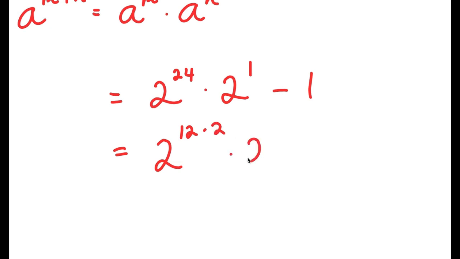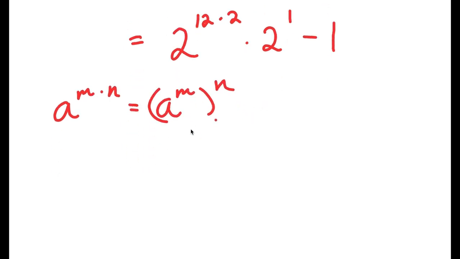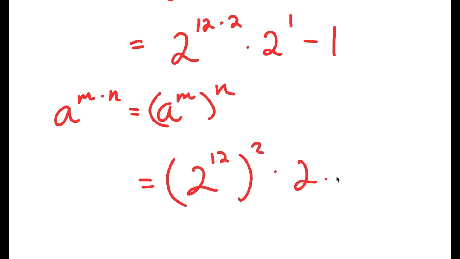I can rewrite this as 2 to the power of 12 times 2. And another property of exponents is that if I have something in the form a to the power of m times n, this is equal to a to the power of m to the power of n. So 2 to the power of 12 times 2 is going to equal 2 to the power of 12 to the power of 2. And I have this times 2 minus 1.